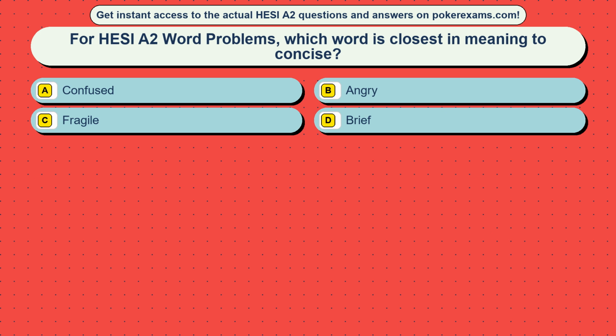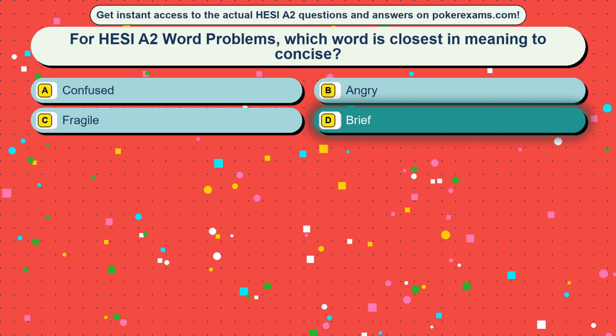Question 22. For HESI A2 word problems, which word is closest in meaning to concise? Option A, confused. Option B, angry. Option C, fragile. Option D, brief. The correct answer is option D, brief.